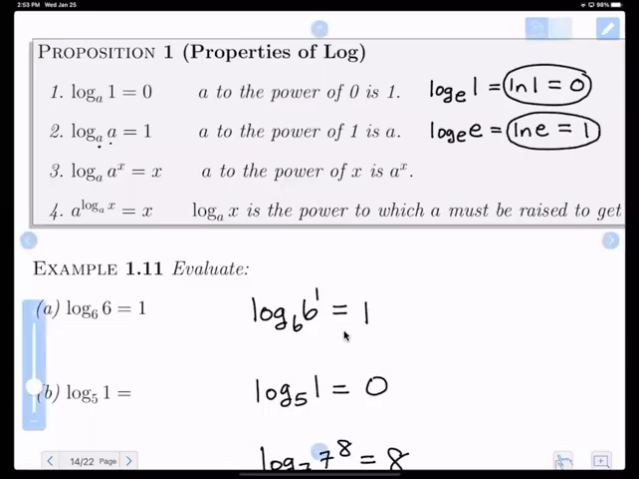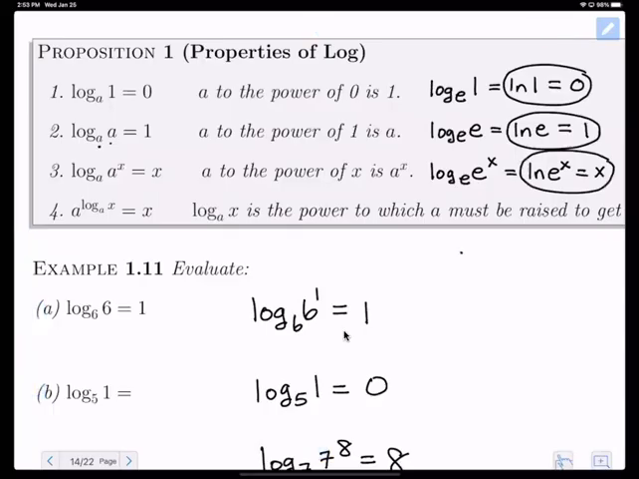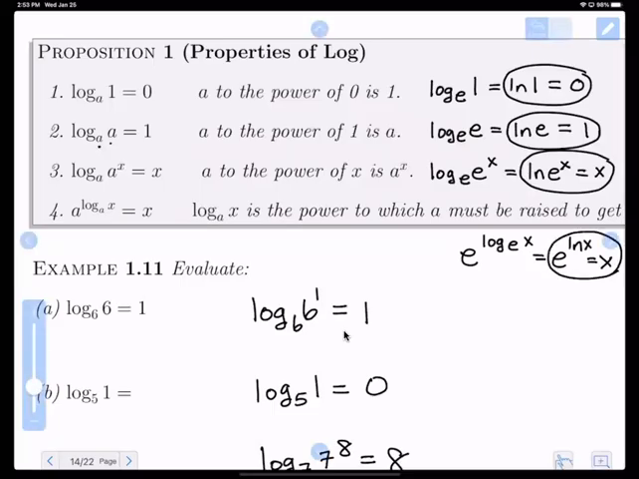I want to replace every A with E, okay? Log base E of E to the X, which is ln of E to the X, which is X. One more, E to the log base E of X, which is E to the ln of X, that is X. So on page 11, this is all about the general exponential function and the logarithmic function.